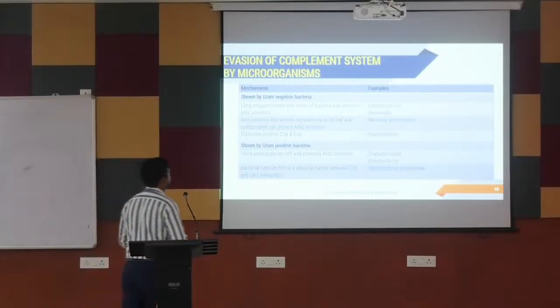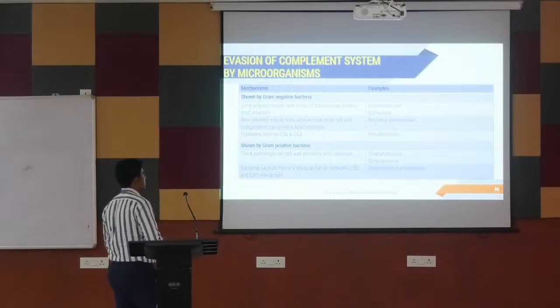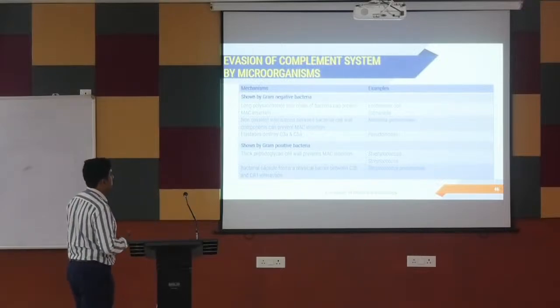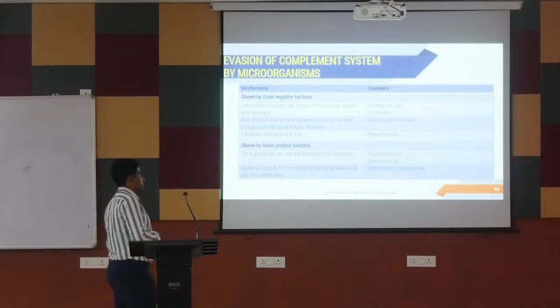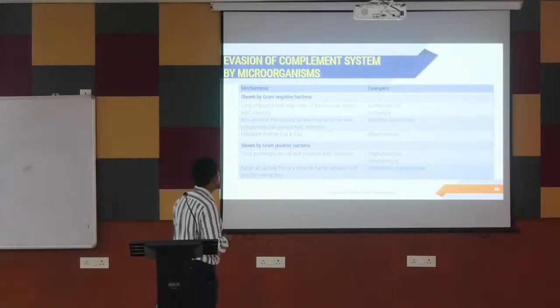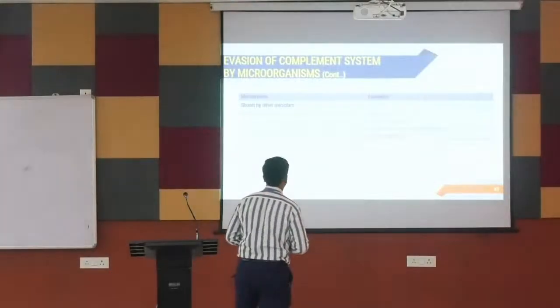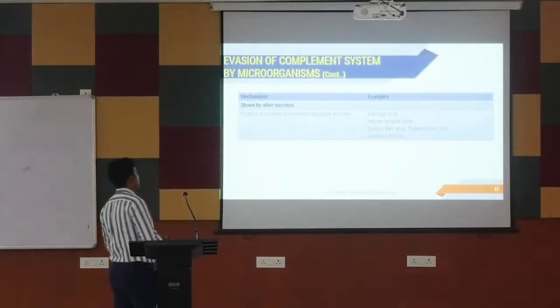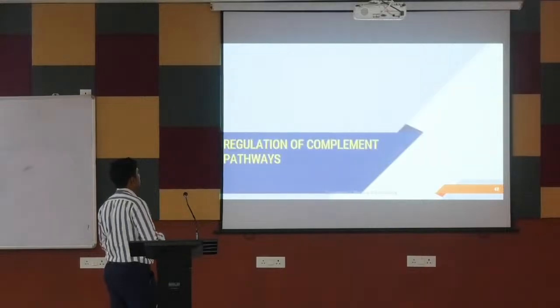Gram positive bacteria কিরকম ভাবে করে? Staph আর strepto তে thick peptidoglycan wall prevents the MAC insertion. Streptococcus pneumoniae, the bacterial capsule forms the physical barrier between C3b and CR1 interaction. And others like vaccinia, herpes simplex virus, their proteins mimic the complement system regulatory proteins.